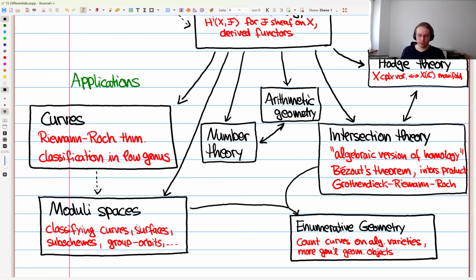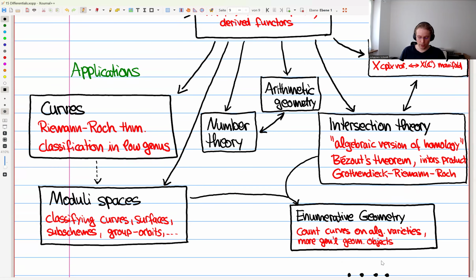And what you actually want to count is just how many intersection points do these different subsets have. And then in the ideal case, you can use intersection theory to actually calculate this. Just as we saw that in Bézout's theorem, the number of intersection points was just a very simple formula in terms of the degrees of these curves. And then this was a basic example of counting curves on algebraic variety, but there are many more general geometric objects that you could try to count.